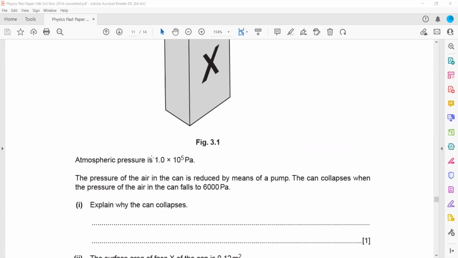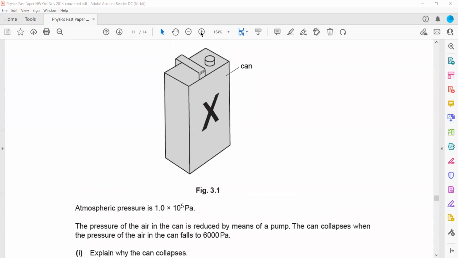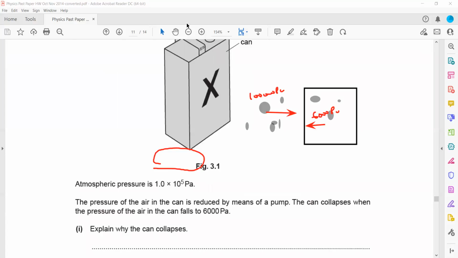The second part: the surface area of X is 0.12. Calculate the resultant force. So how to calculate the resultant force? Look, there are two pressures, one from inside, one from outside. So we need two forces as well. We'll calculate first the force from outside and then the force from inside and then take the difference.